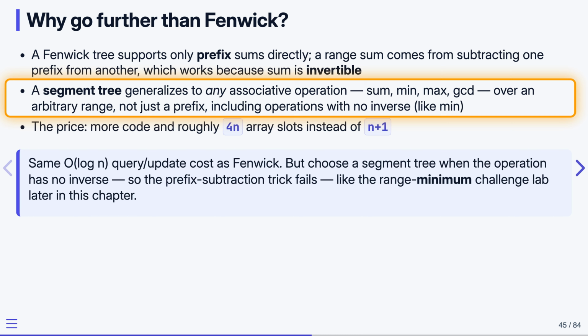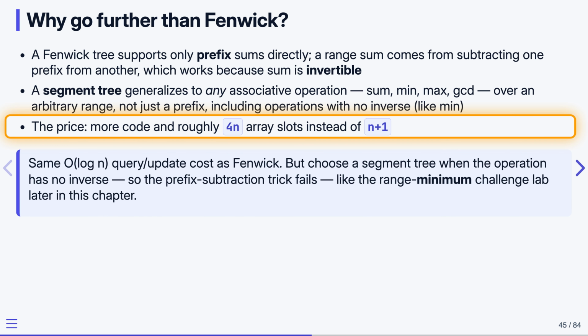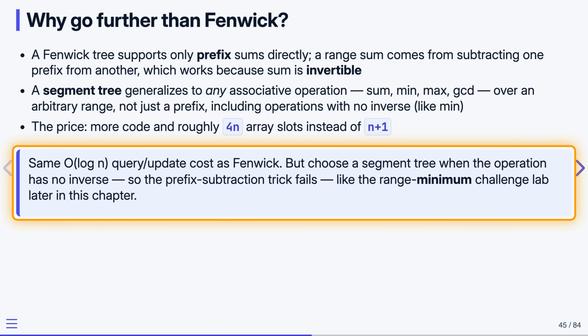like minimum. The price is more code, and about 4 times n in array slots instead of just n plus 1, so it costs a bit more memory. The query and update cost is still big O of log n, the same as the Fenwick tree. Choose a segment tree when the operation cannot be undone, so the prefix subtraction trick does not work. The range minimum lab later in this chapter is a good example.